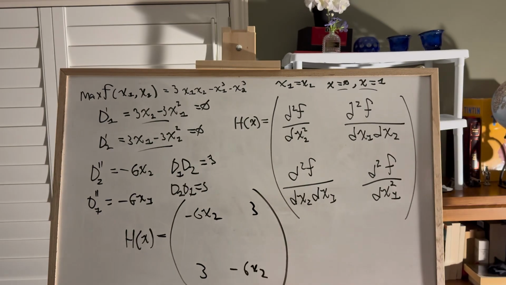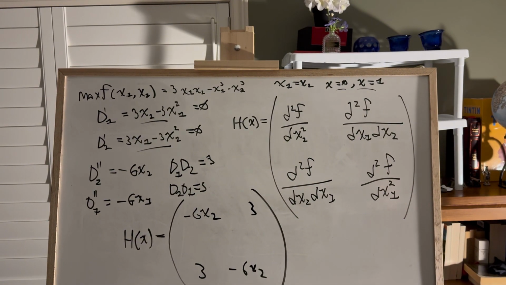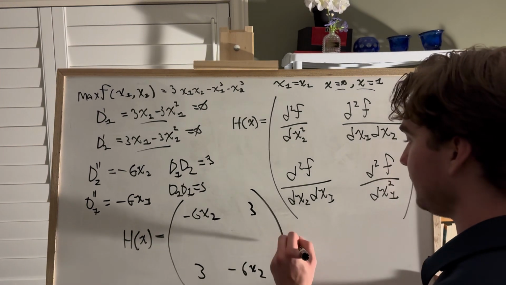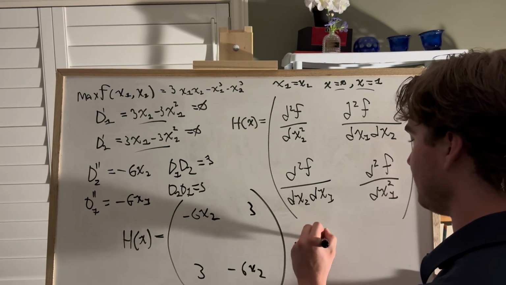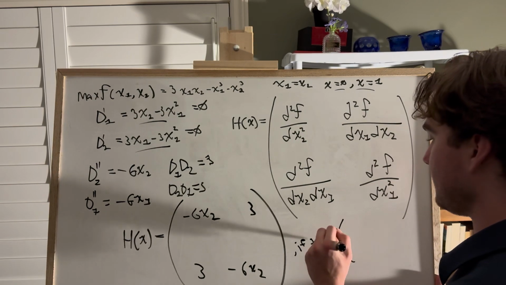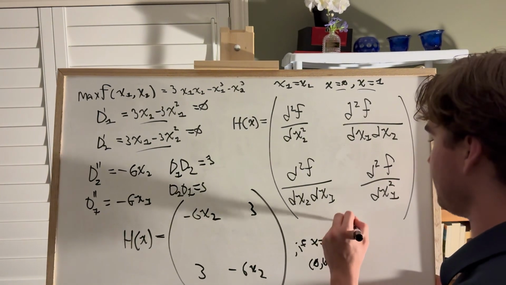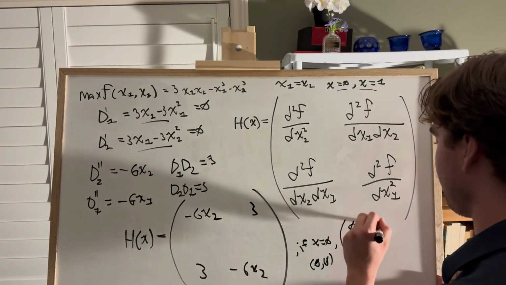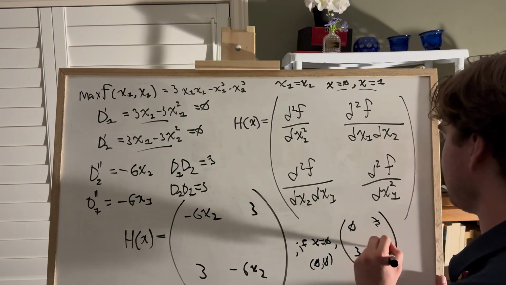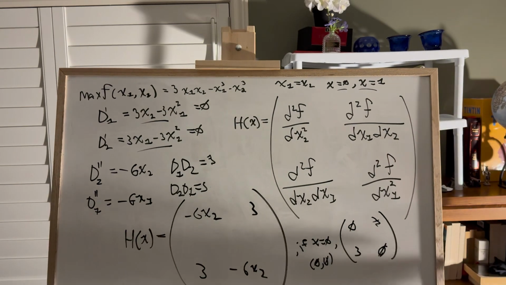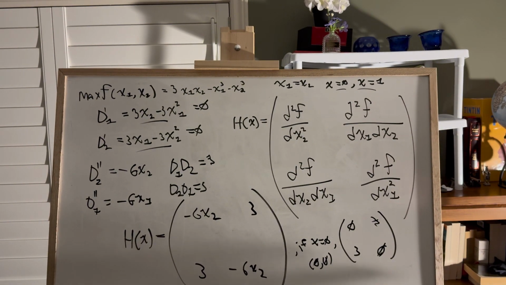So these are our coordinates here. So if x equals 0, guys, this is indefinite. 0, 0 is indefinite because 0, 0, 3, 3. Okay? That's not right. You can't do that. Indefinite.